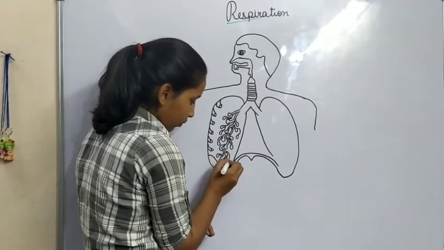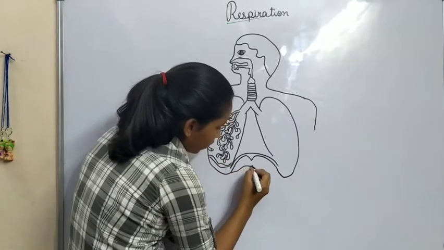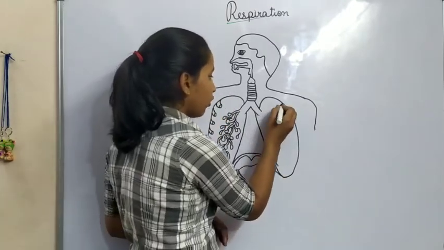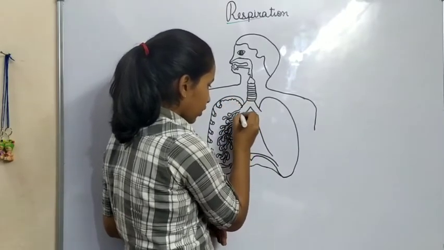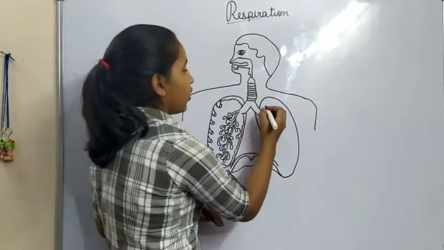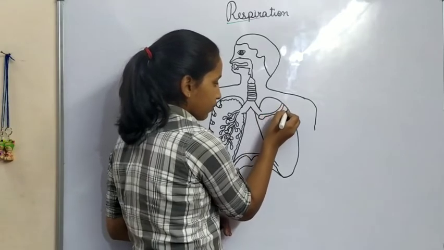And now from here you will make diaphragm, and now here you will make a structure like from inside. Now here you will make ribs.